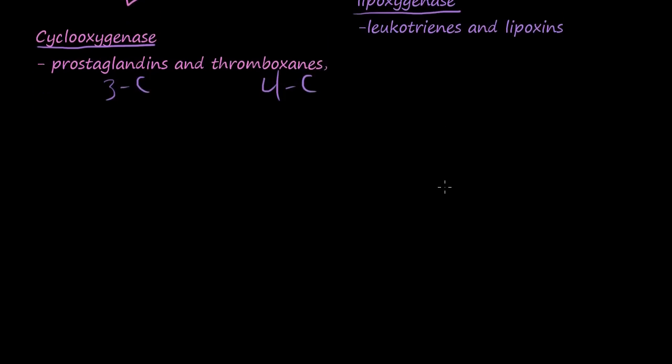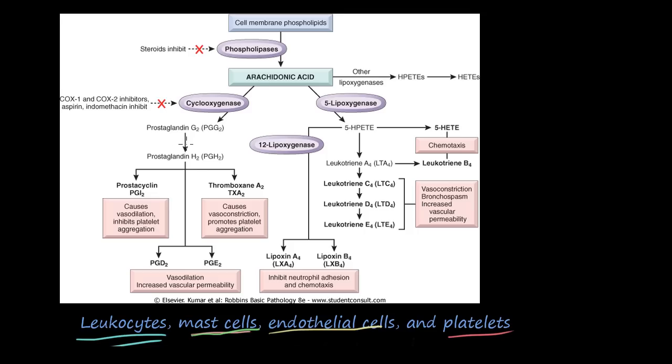So I'm going to use a picture here to help explain the issue. Now, I don't know if this picture confuses the issue or makes it easier to understand, but we'll go through this whole diagram. This diagram is taken from the Robbins Basic Pathology textbook, 8th edition. Kumar is the author. And remember from what we talked about before, the leukocytes, mast cells, endothelial cells, and platelets are the ones that produce this arachidonic acid, this 20 carbon chain here.